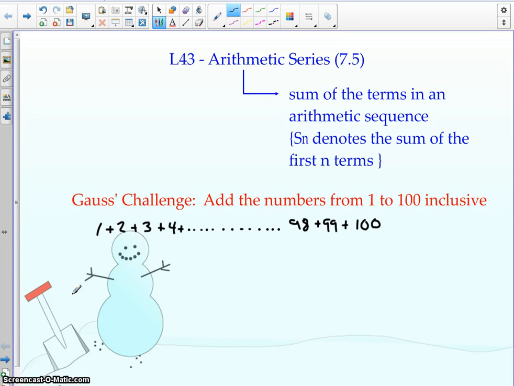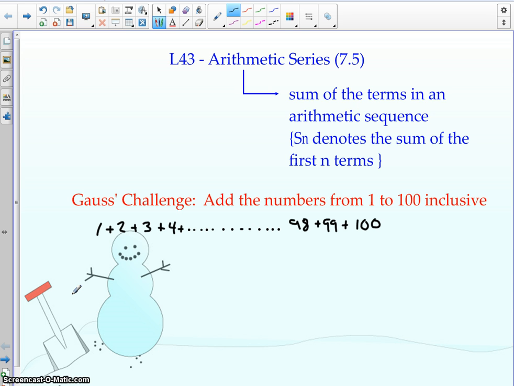So after spending some time looking at different kinds of sequences, arithmetic and geometric sequences, as well as some recursive ones, now we're going to look at the whole idea of a series. If you're looking at a specific series called an arithmetic series, it's really just the sum of the terms in an arithmetic sequence.